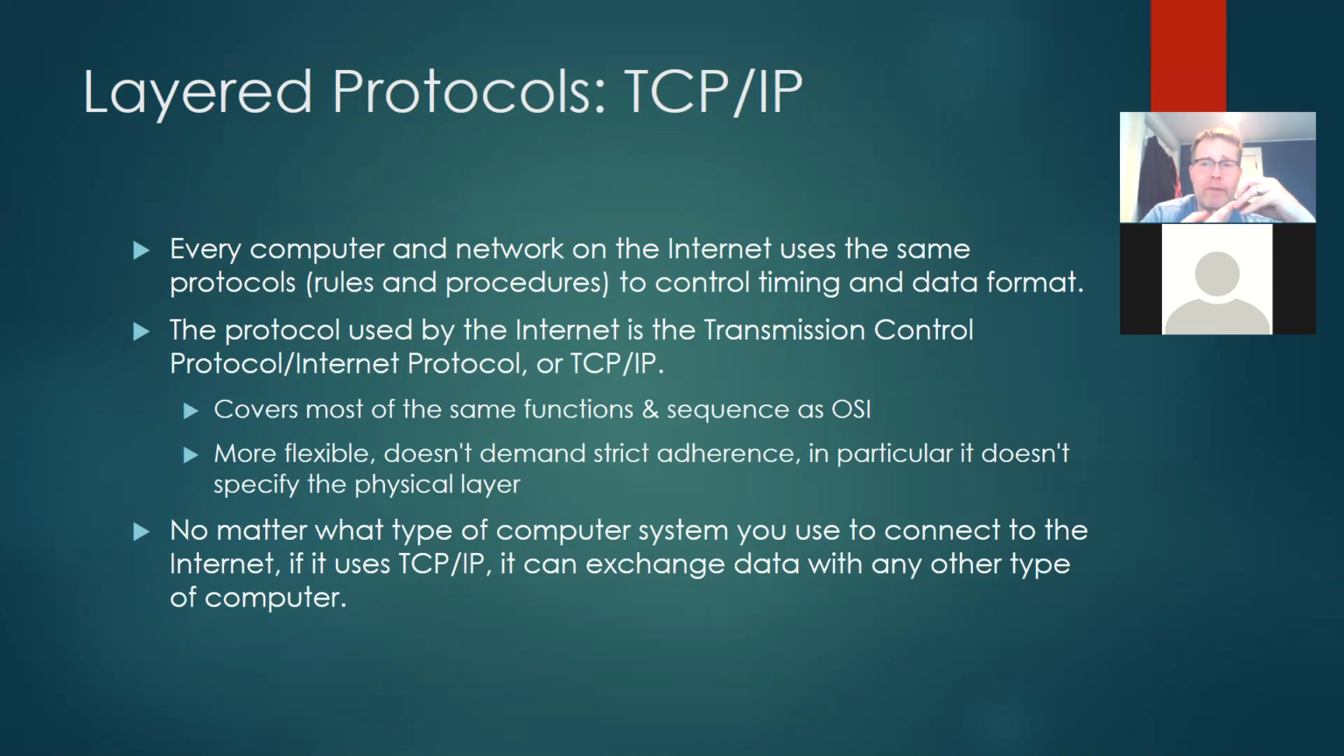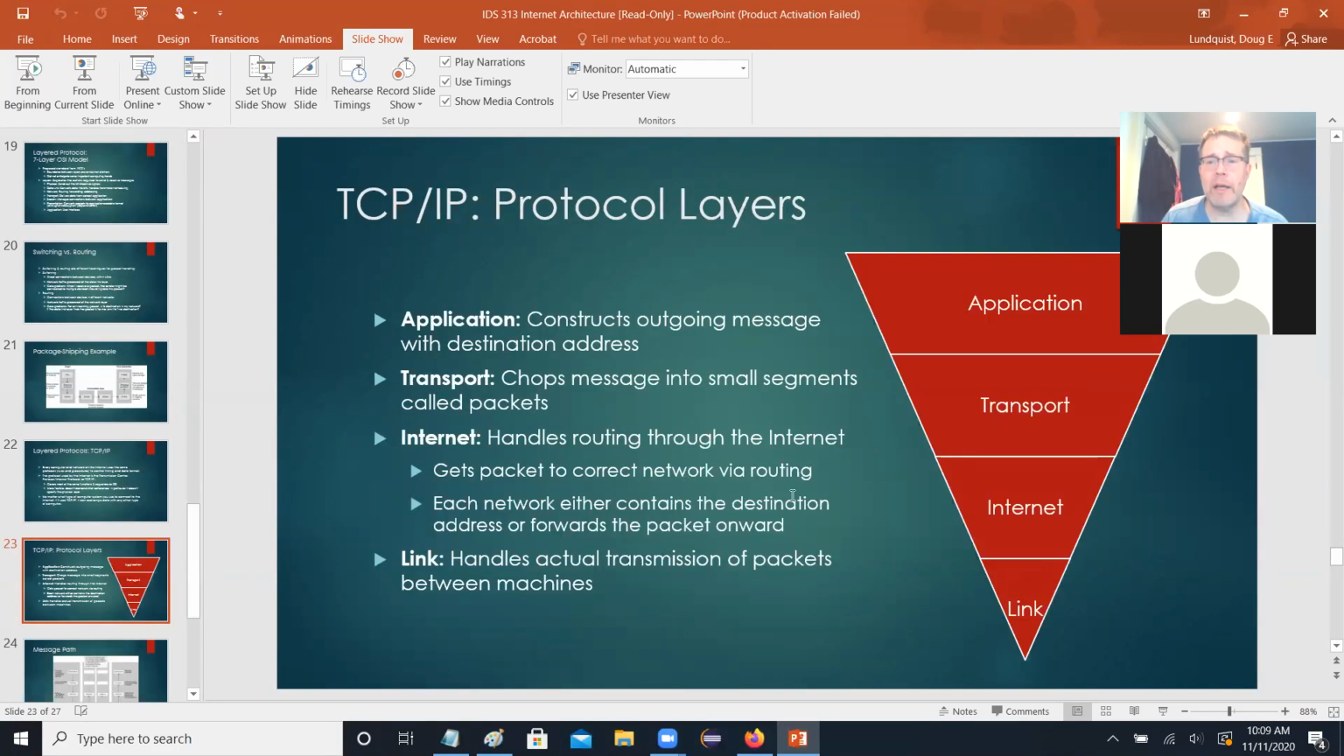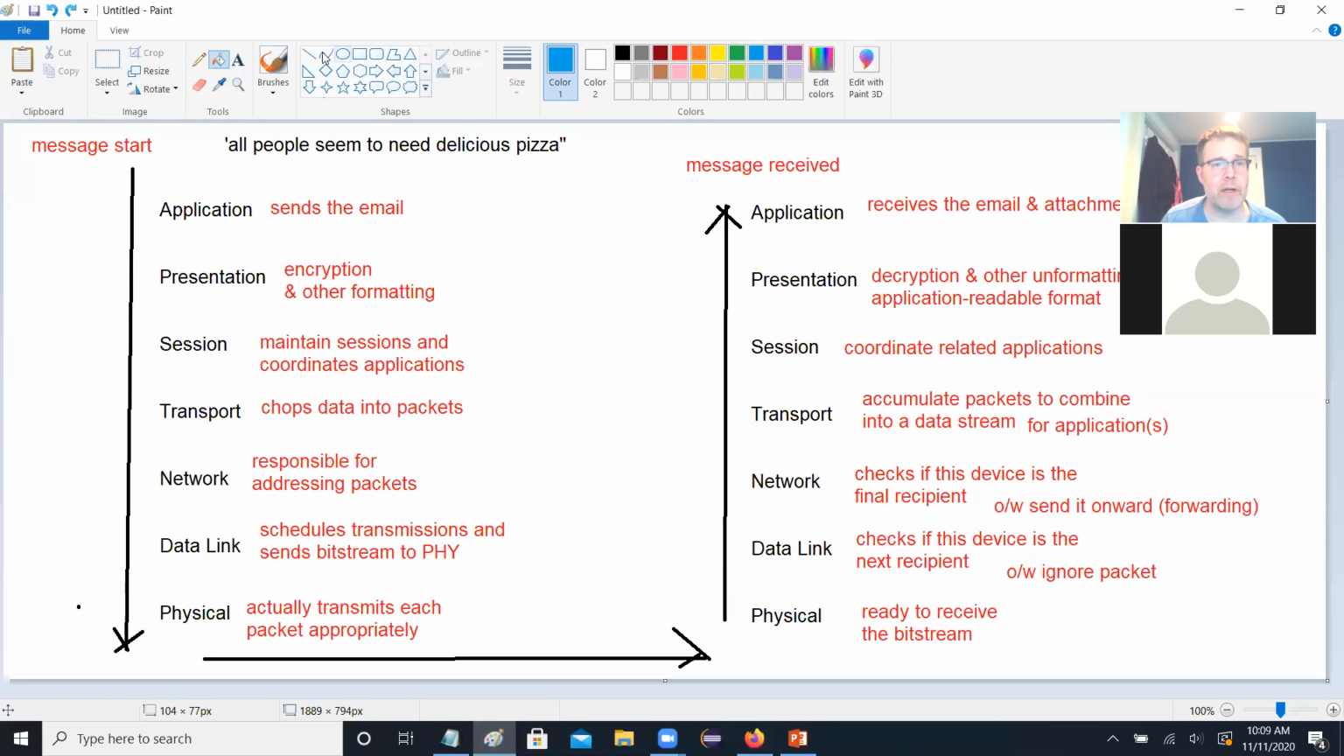There is more flexibility built in. The model is you don't have to follow it quite as strictly. And a big one is it doesn't specify a physical layer. Okay, so let's talk a little bit about that. So the 4 layers in TCP/IP: application, transport, internet, and link. I'm going to show you how they bundle in, right? So what we have here is, again, OSI 7 layer, but if we're doing TCP/IP, these are bundled into groups.